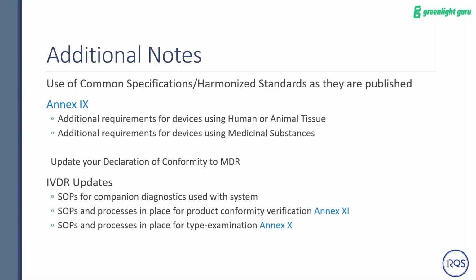A big thing that could get overlooked is you're going to have to update your declaration of conformity. So you have to say that you now conform with the MDR versus MDD. That's all companies, you're going to have to do this. So make sure you're thinking about that. It seems simple, but you don't want the auditor, once they're there, to ask for your declaration of conformity and it show old standards.